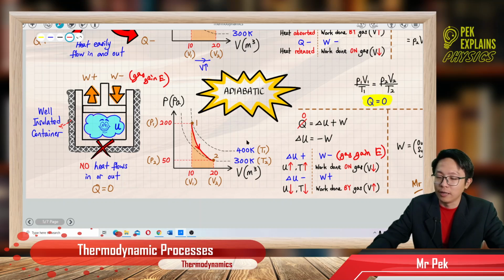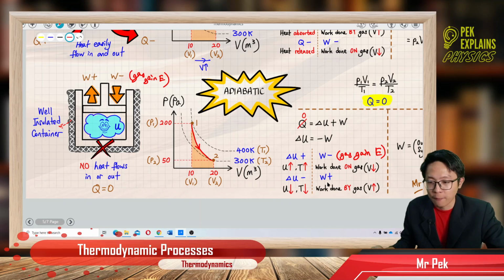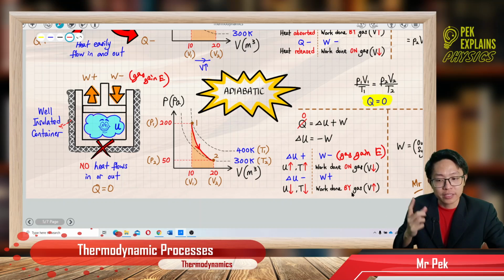Now, how about the second one? What happens if W is positive? W positive means the gas does work. Just now, the gas didn't do any work, so work done was negative. Now the gas is doing work, so work done is positive. Work done by gas is positive work done.